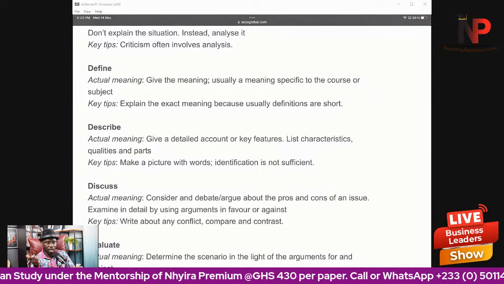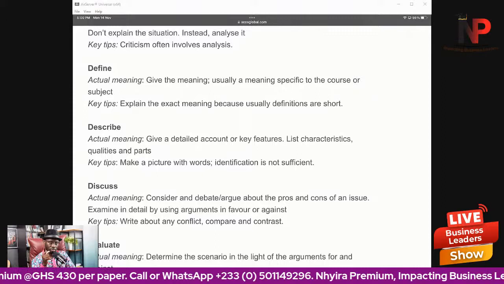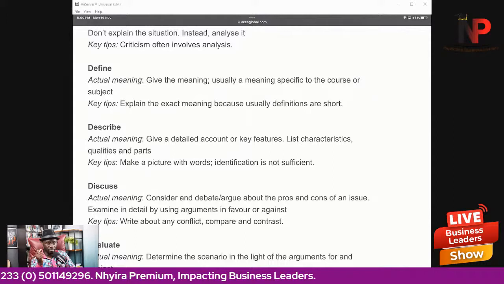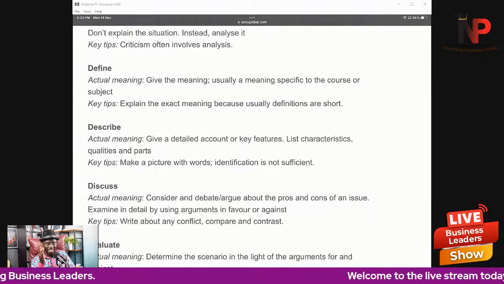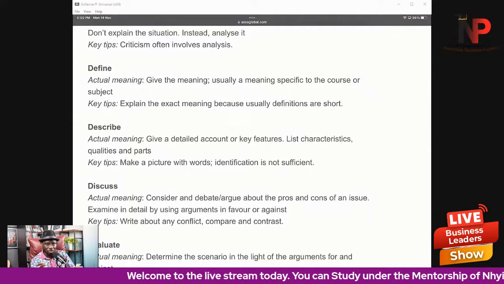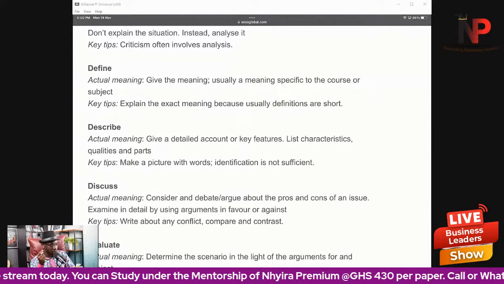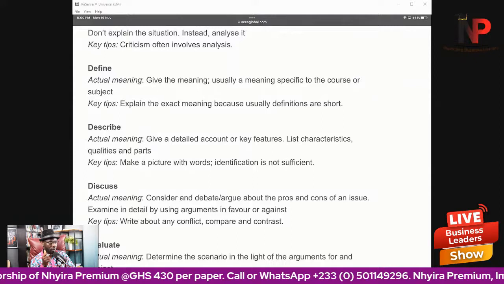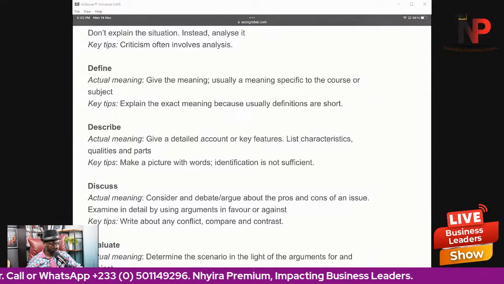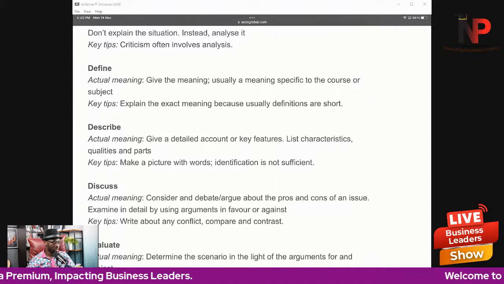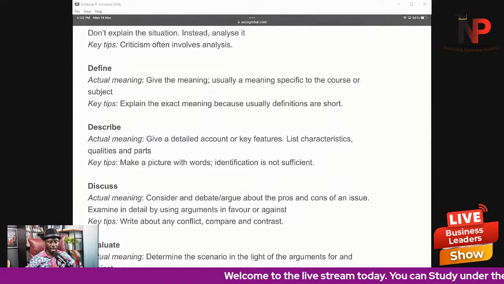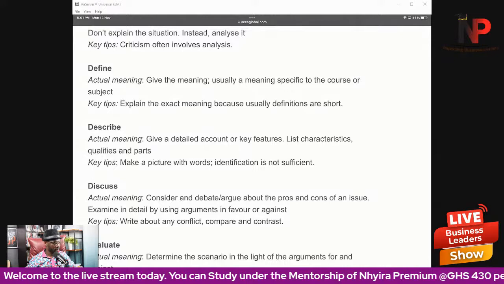So define the following term. Ethics. Corporate governance. Environmental accounting. Throughput accounting. Define. Directly state exactly what the meaning is. And it's short. Definition is usually one-liner. And you go in, hit it hard, boom, you are gone. That is the idea about define. So that is what define is.